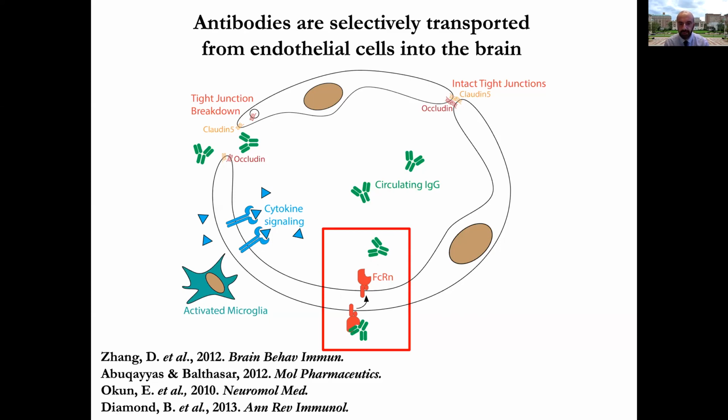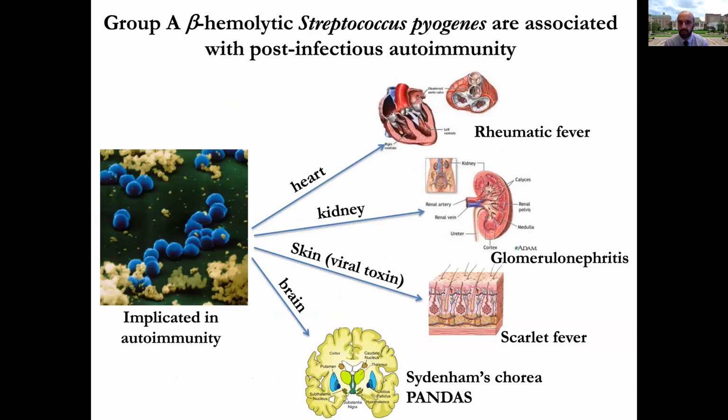Now, we're interested in trying to understand this in the context of post-infectious sequelae of the central nervous system. And probably the best understood so far and the better characterized is the post-infectious sequelae of group A strep infections. So group A strep, or Streptococcus pyogenes, is a gram-positive bacteria, the common pathogen for the sore throat that we all experience. It is a very common pathogen in children because children experience a lot of sore throats, but it has been implicated in a large number of autoimmune sequelae, including rheumatic fever in the heart, glomerulonephritis in the kidney, and scarlet fever.